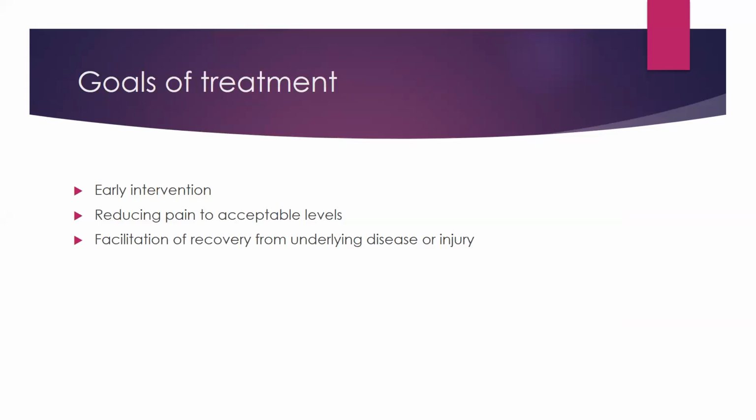So while we are discussing this, the goal of treating acute pain is we want to give early intervention, because early intervention will ensure that our patient is comfortable and we will avert the situation of getting chronic pain in future. We want to be able to reduce pain to acceptable levels so that patients can function and can have less physical and psychological distress. Then we want to facilitate recovery from the underlying disease or injury. Sometimes, for example, patients who are postoperative, we want them to ambulate quickly. So we need to manage their pain so that we can get them out of bed.